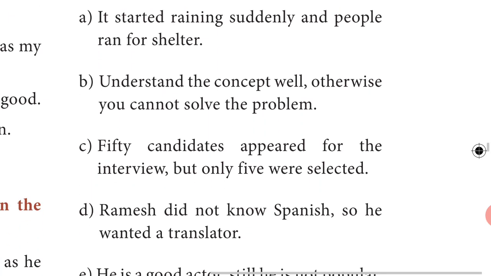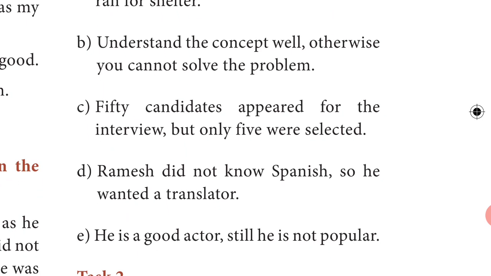Okay, look at the second sentence. Understand the concept well, otherwise you cannot solve the problem. So what are the two main clauses? Understand the concept well, that is one. You cannot solve the problem, that is the next main clause. So otherwise is the conjunction that you need to circle.